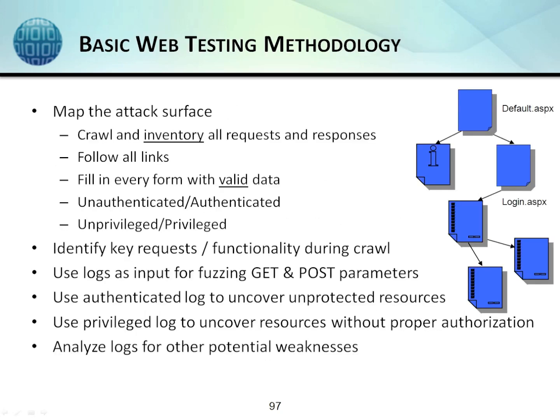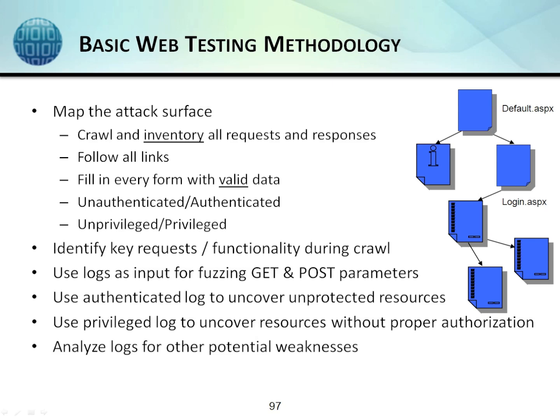So the basic approach, if you're going to test a web application for vulnerabilities, is first mapping the attack surface of the application. So crawling through and inventorying all the requests and responses. So you saw Burp had that history. That history we saw was basically a log of all the requests and responses sent between the browser and the server. You're going to want to go through and click on all the links, fill in all the form fields, basically exercise the full functionality of the application.